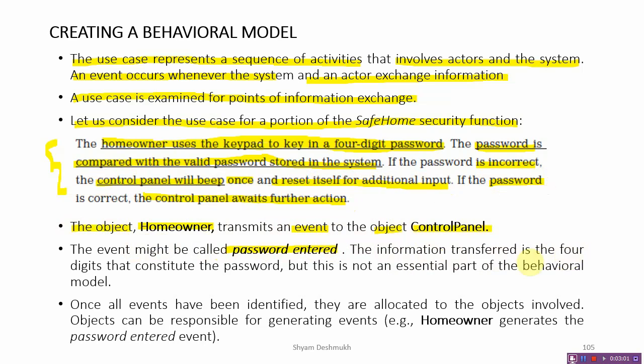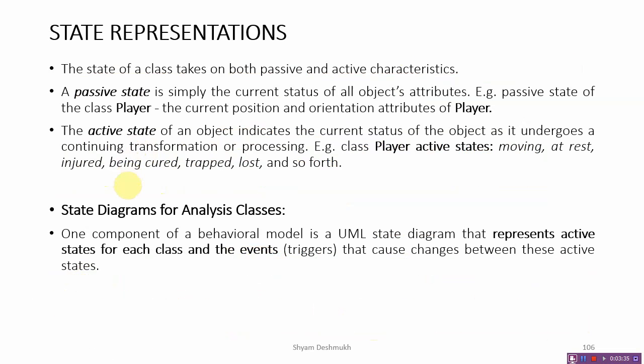The information transferred is the 4 digits that constitute the password, but this is not an essential part of the behavioral model. Once all events have been identified, they are allocated to the objects involved. Objects can be responsible for generating events. Homeowner generates the event password entered. Now we will convert this information into a state representation.